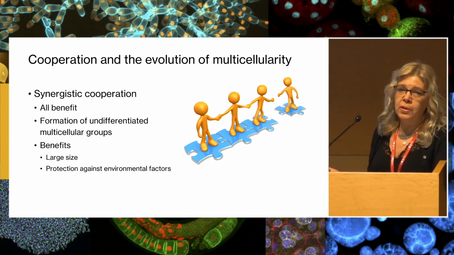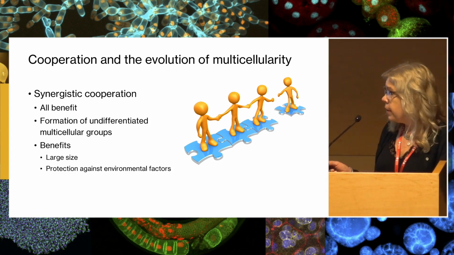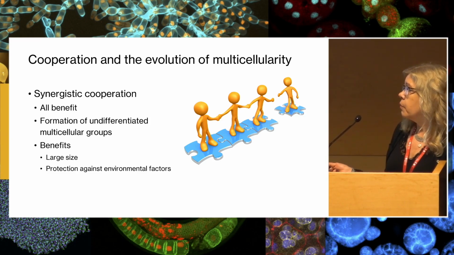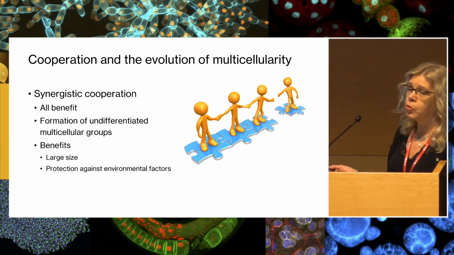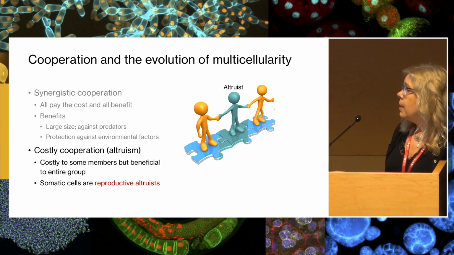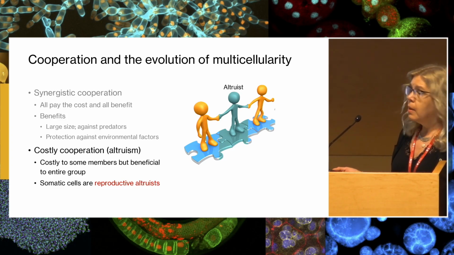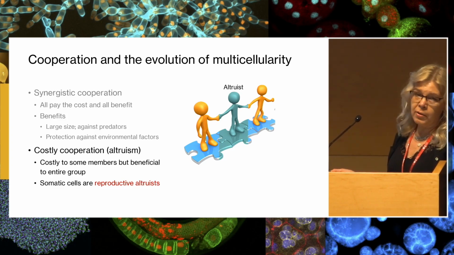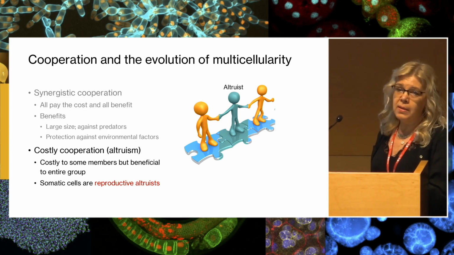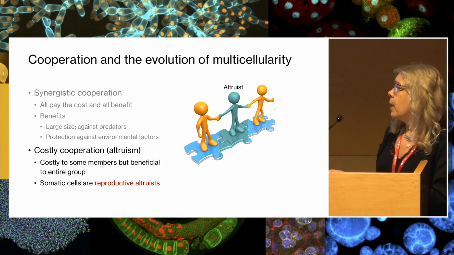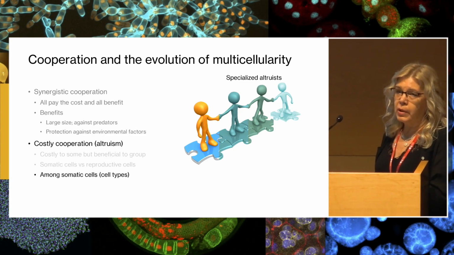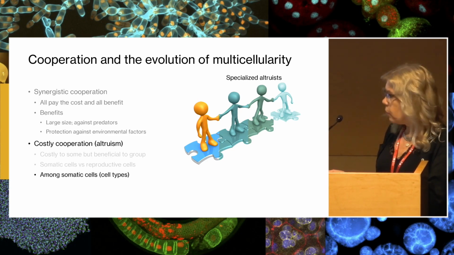When we talk about cooperation in terms of evolution of multicellularity, we can talk about the synergistic cooperation when everybody benefits, and this is something that we are familiar with as far as the undifferentiated multicellular groups. And again, there might be benefits, whatever those benefits are, depending on the group. What I want to talk about today is the costly cooperation or altruism, in which the behavior is costly to some members but beneficial to the group. And the best examples, of course, are somatic cells, which are now bona fide reproductive altruists, but also among altruists and among somatic cells, we can also talk about some type of specialization.